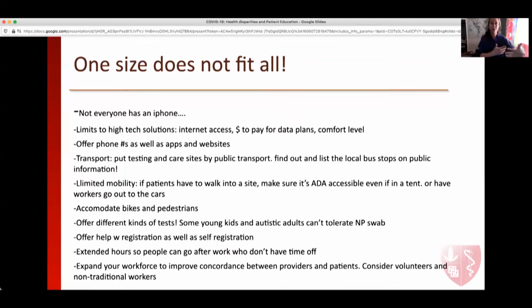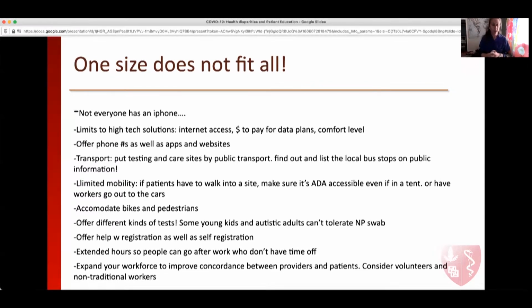I tell people at my drive-through testing site when I'm training them, I say the most dangerous thing you're going to do today is not that you're going to get COVID, it's that you're on your feet in a parking lot and there's a lot of cars around. My biggest fear is you're going to get hit by a car. So if you have pedestrians coming in, try to have a separate line for them so they're not waiting with cars.